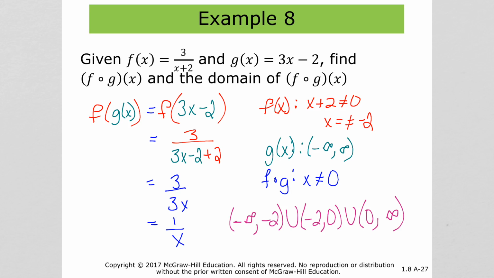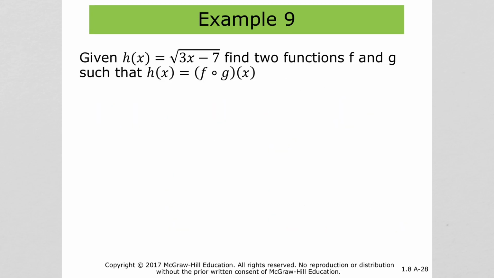And now, I promise you, this is the last idea. And that is decomposing a function. It's not as hard as you would think. Okay? So here we've got that h of x is the square root of 3x minus 7. And we want to find two functions that, when composed back together, would give us the square root of 3x minus 7. Like I said, it's not as hard as you would think.